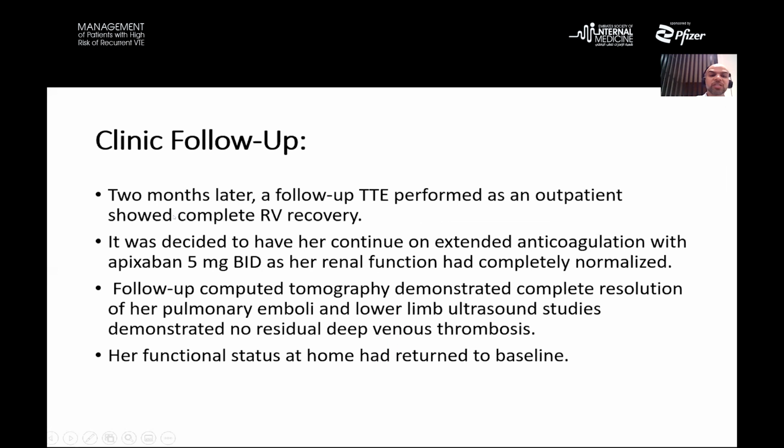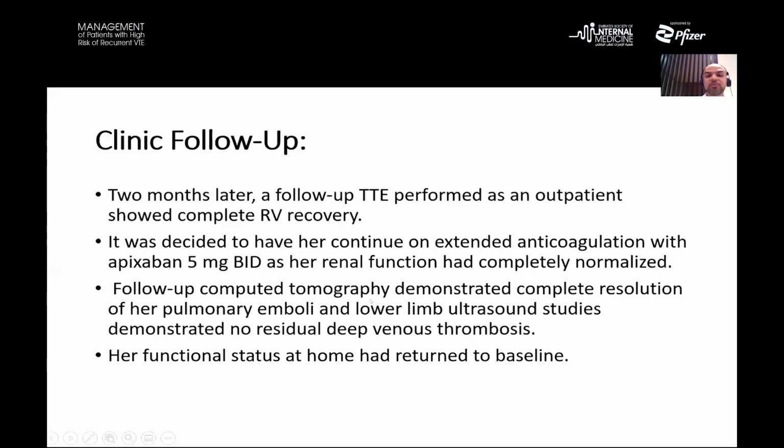The patient was discharged, and she came to the clinic after 2 months, and another transthoracic echo was performed, which showed complete recovery of the RV. And the patient had extension of the anticoagulation with apixaban, 5 milligram BID, because her renal function had improved. There was a difficulty of achieving a therapeutic INR, and that was the reason for shifting from warfarin to apixaban.